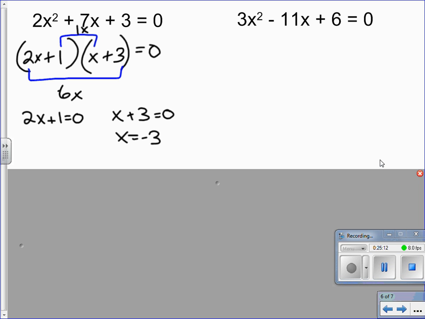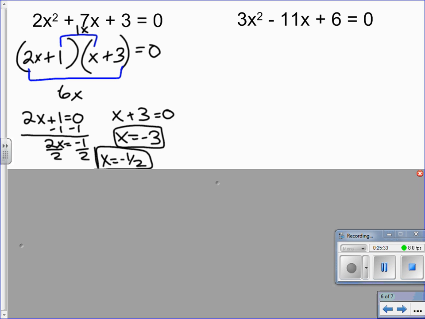This factor, I have to do 2 steps. I have to subtract 1 so that I get 2x equals -1, and then I have to divide by 2. And -1 over 2 is my solution. That's okay. You can have fraction answers.